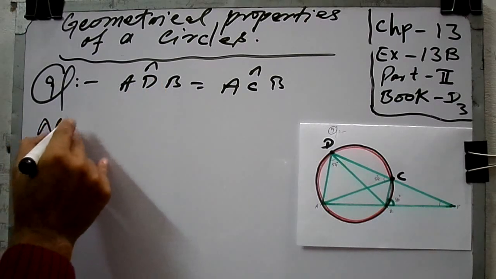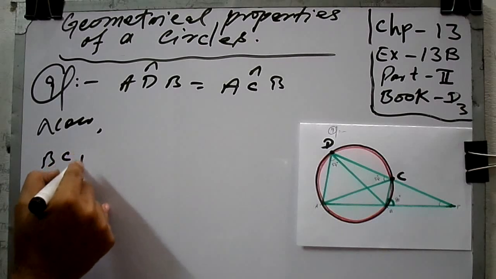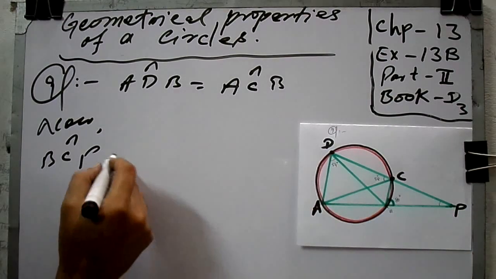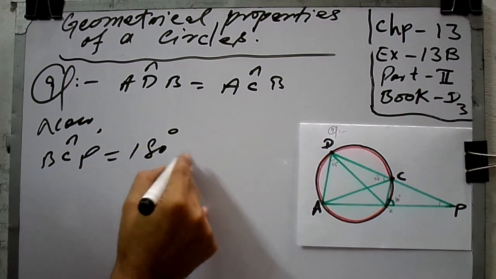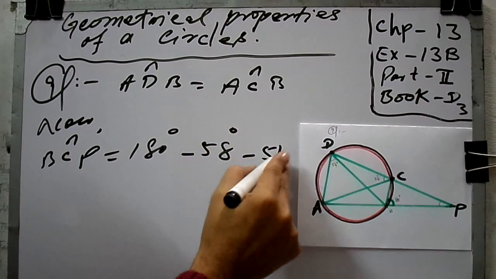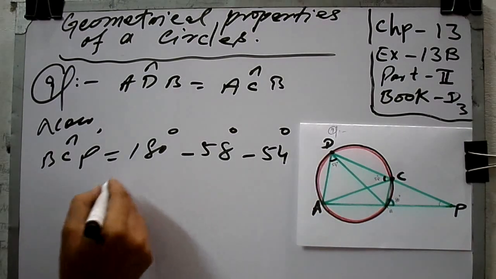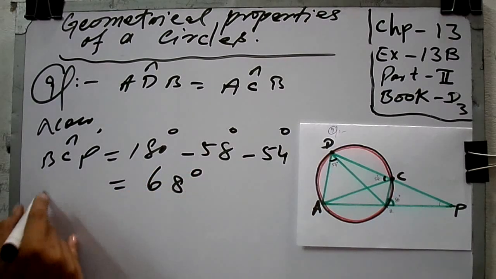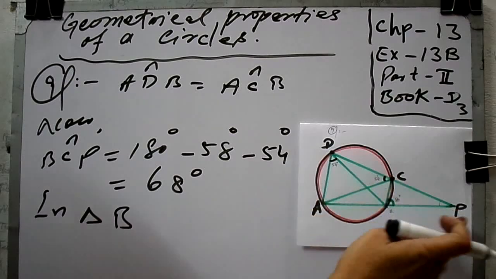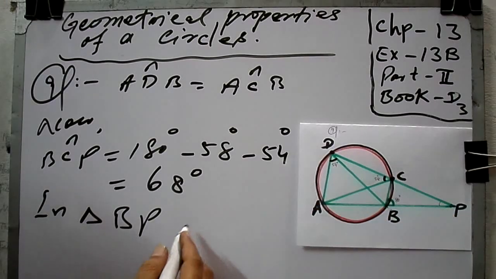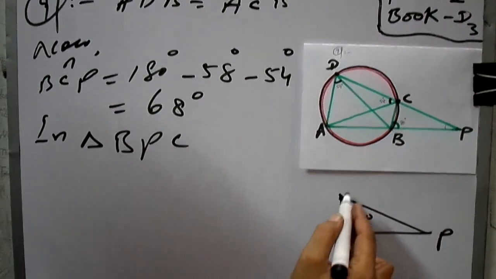Now BCP, if we see that is your A, that is your P. So BCP is equal to 180 minus 58 degrees minus 54 degrees, which are given to us, 58 and 54. You can see the diagram. So you will get 68 degrees. So in triangle B, P and C, you can cut the triangle from the diagram. You can see like this, that is 80 degrees, that is your P, that is your C, that is your B.